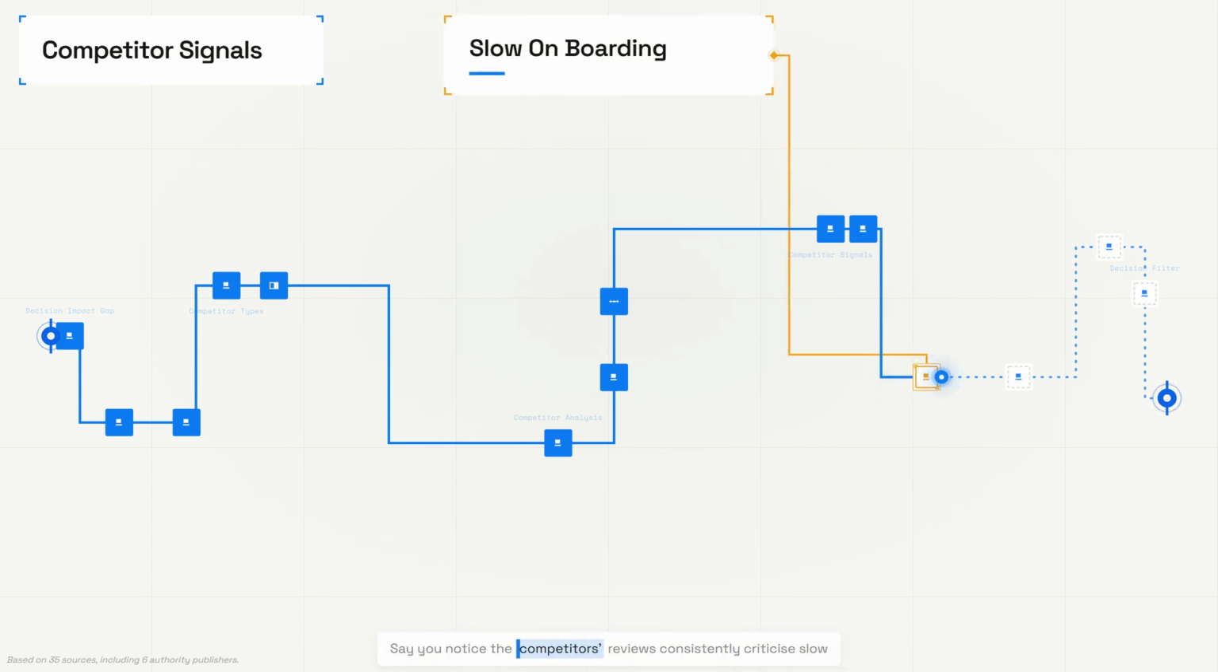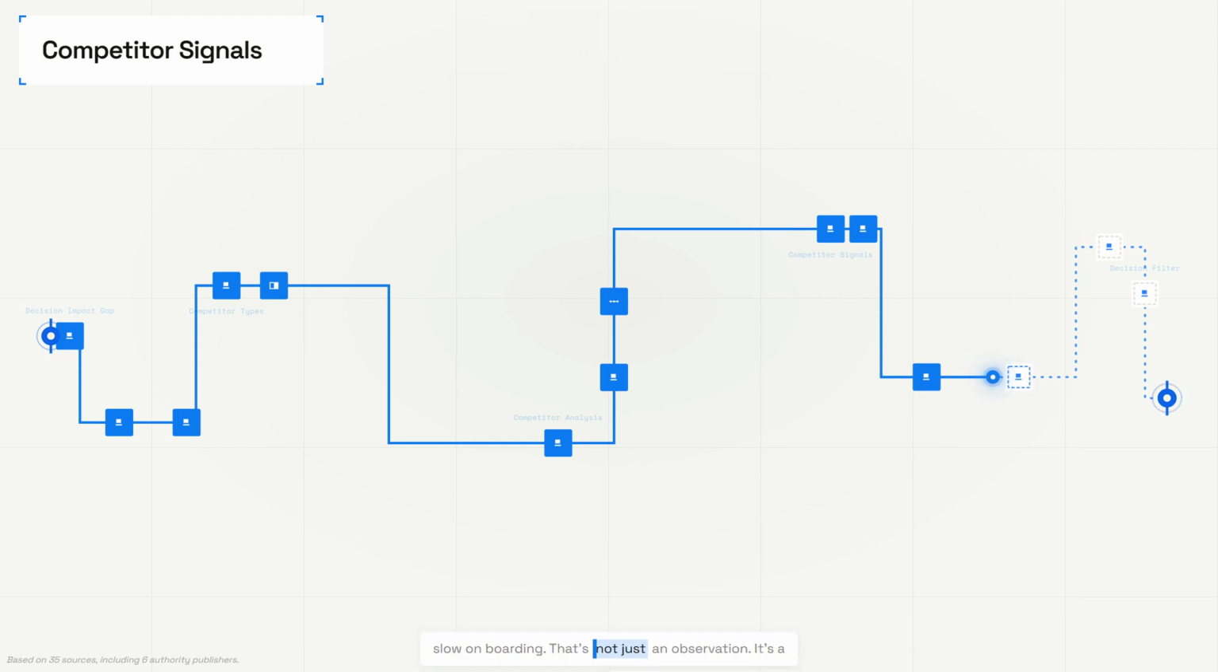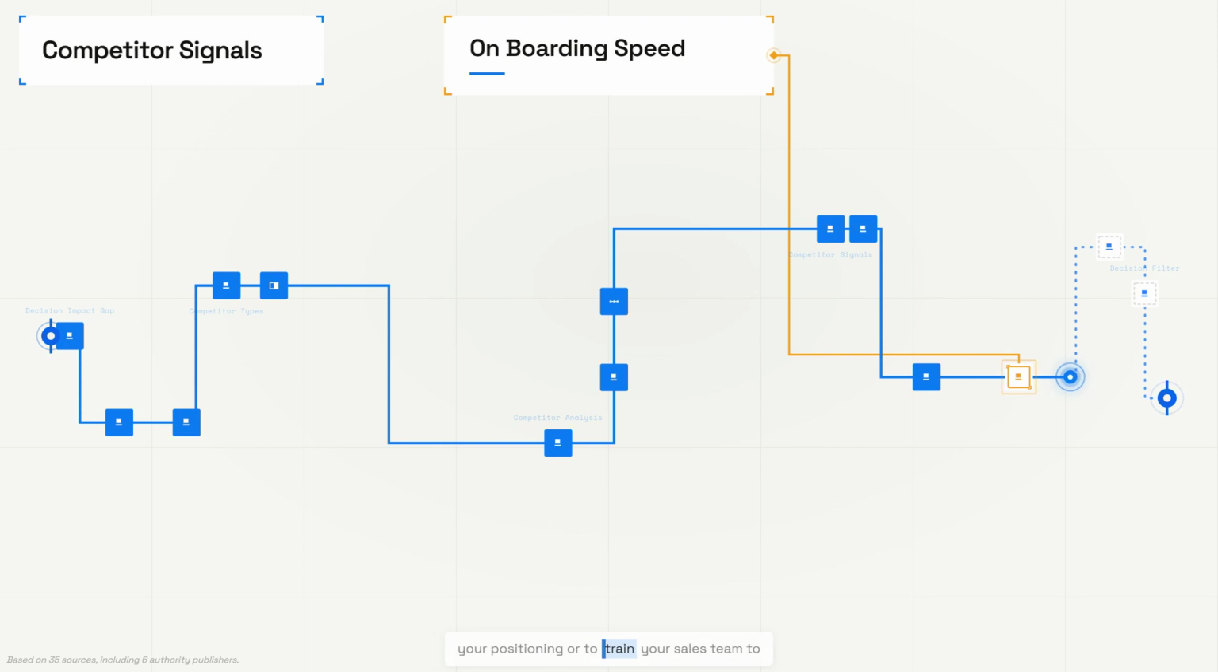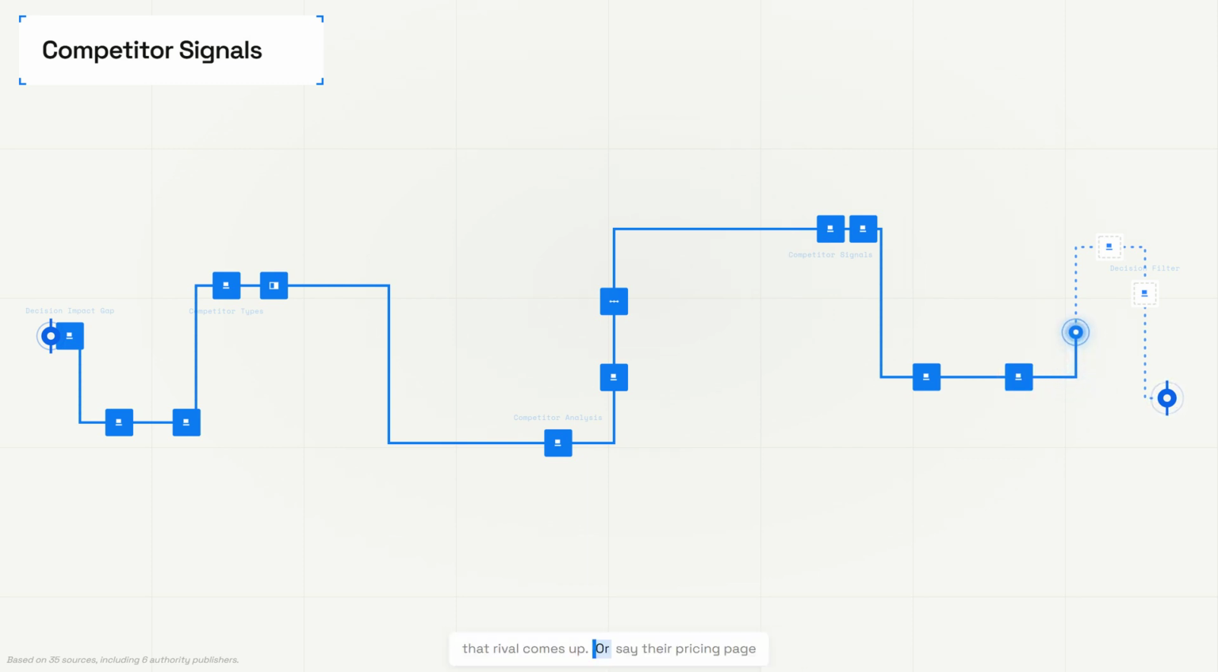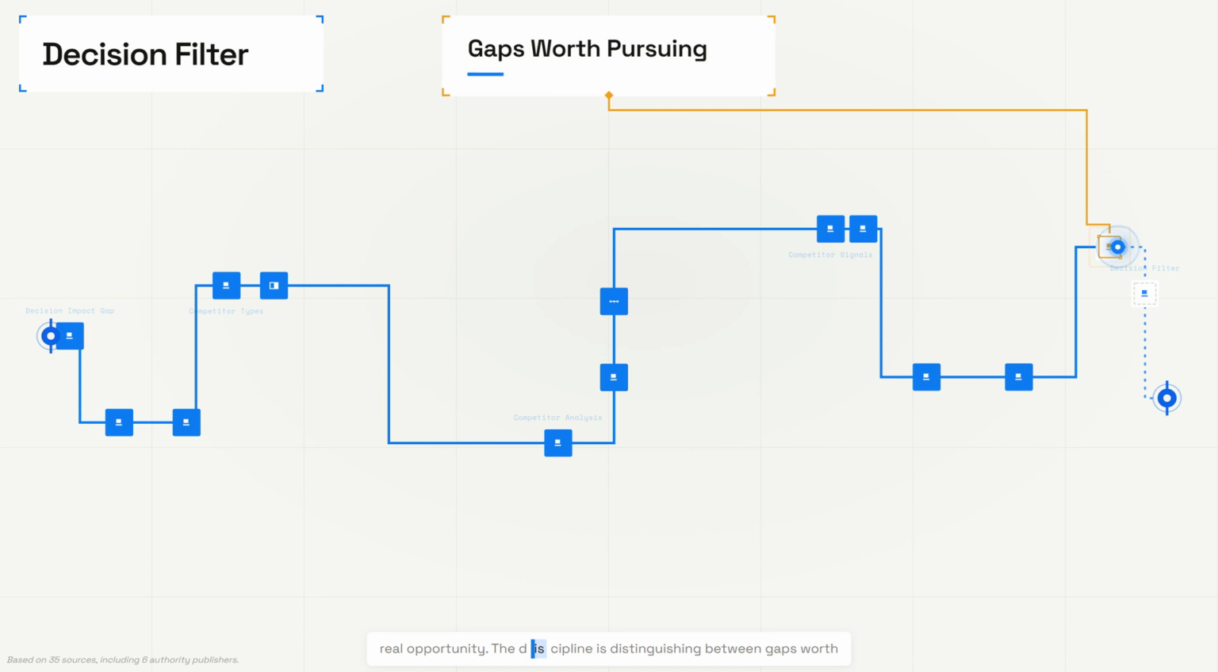Say you notice a competitor's reviews consistently criticize slow onboarding. That's not just an observation, it's a signal to make your own onboarding speed a visible part of your positioning, or to train your sales team to raise it proactively when that rival comes up. Or say their pricing page has no entry-level tier. Well, that might be a gap worth filling, or it might mean they've tested it and it didn't work. Not every gap is a real opportunity. The discipline is distinguishing between gaps worth pursuing and gaps competitors leave deliberately.